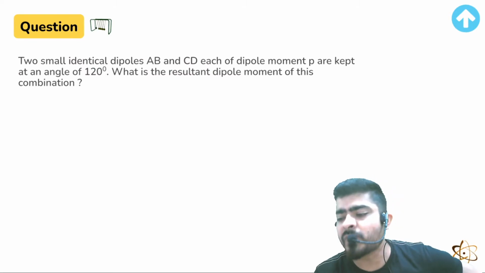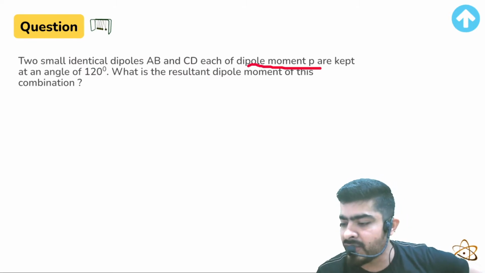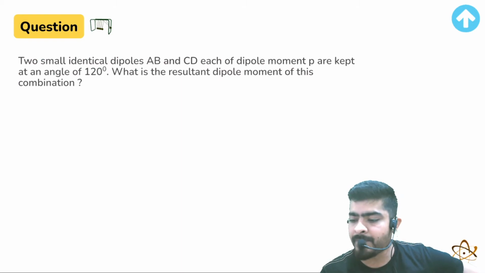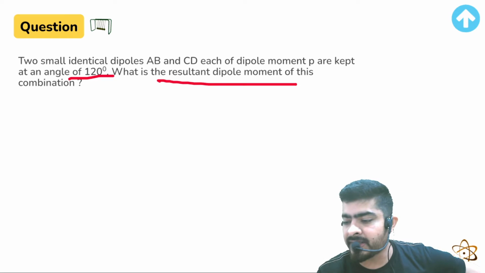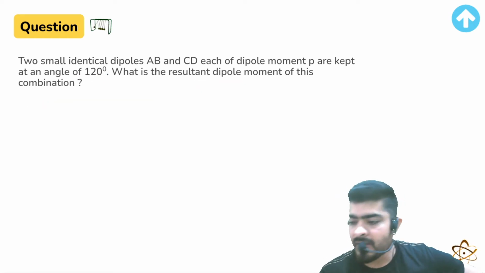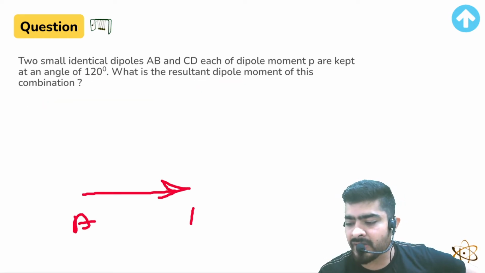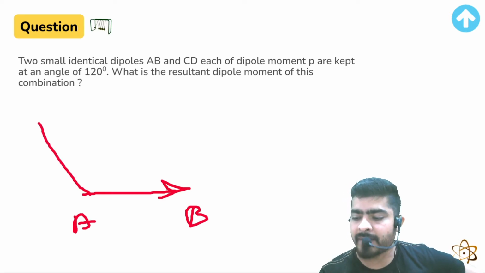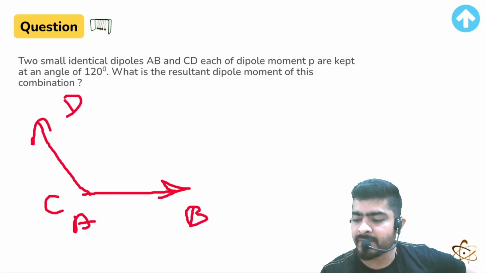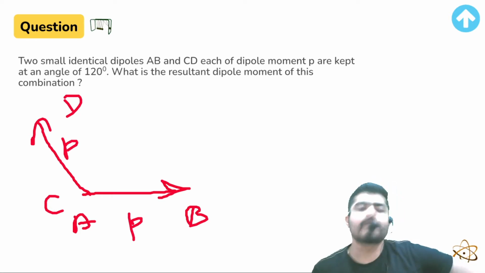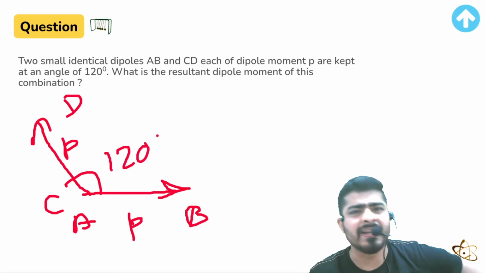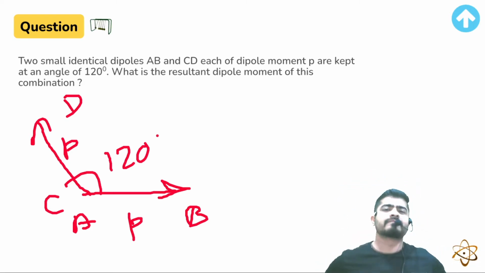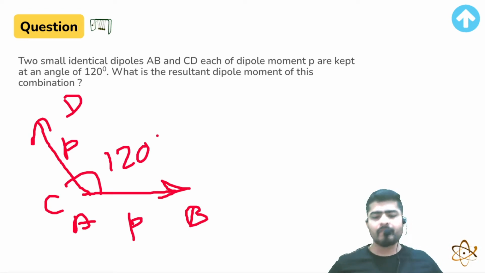We've got two small dipoles AB and CD, each of dipole moment P. They are kept at an angle of 120 degrees. What is the resultant dipole moment of this combination? One dipole is kept like this, this is your AB. Second dipole is kept like this, this is CD. Both have dipole moment P. The angle between them is 120 degrees. So find the resultant dipole moment. Very easy question. Just do vector addition. That's it. Try this. 30 seconds should be enough, but I'll give you 1 minute to solve this.